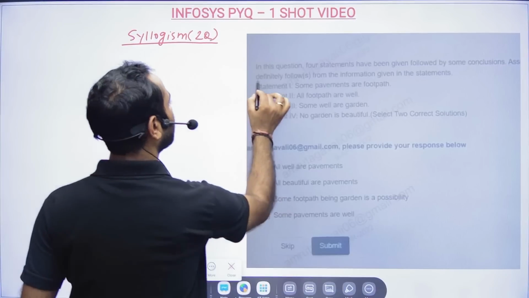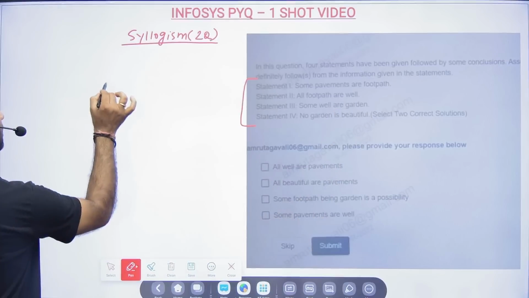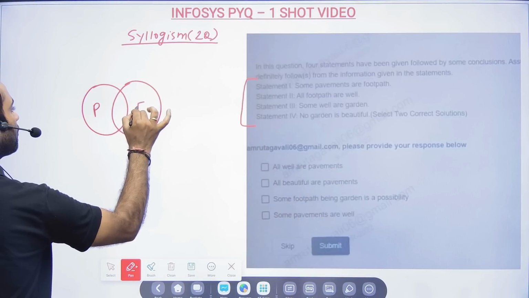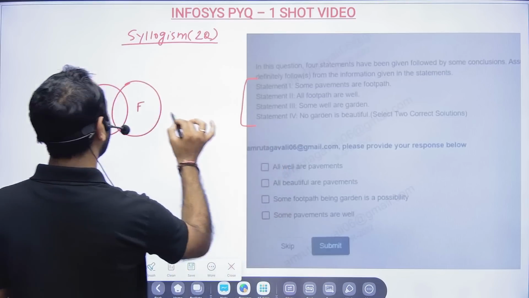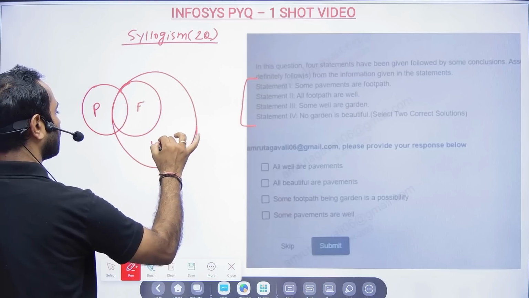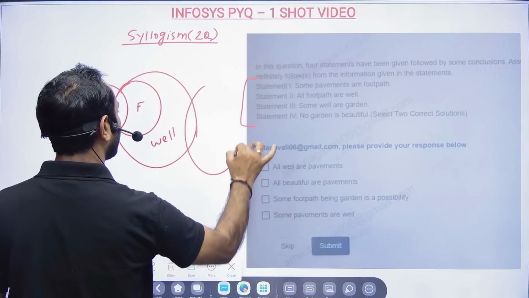Now see, these are the statements. Some pavements are footpath. All footpaths are well. So all footpaths are inside well. Some well are garden.